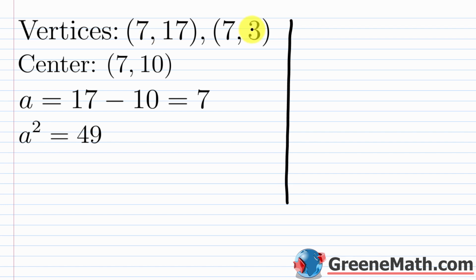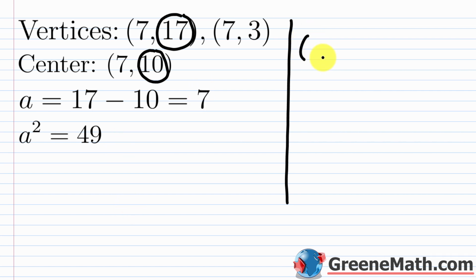So this is a vertex and this is a vertex. Again, I'm thinking about this vertically. Here's my y coordinate from the center, which is 10. Here's my y coordinate from the vertex, which is 17. So all you have to do is say 17 minus 10 is 7, because from the center to the vertex, I'm traveling 7 units up. So that means a is equal to 7 and a squared is 49.